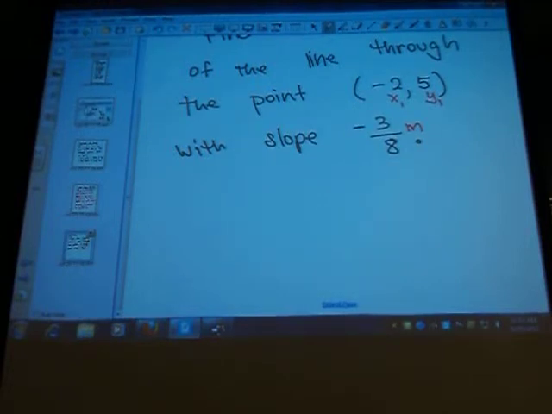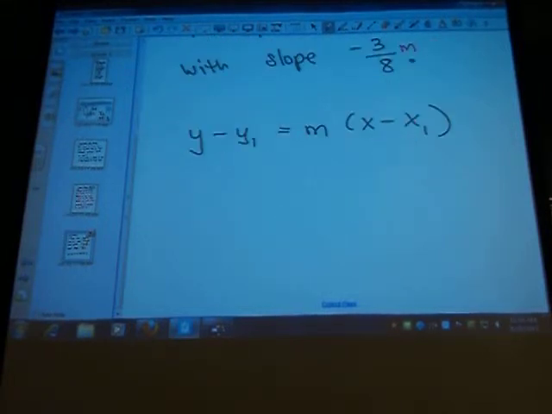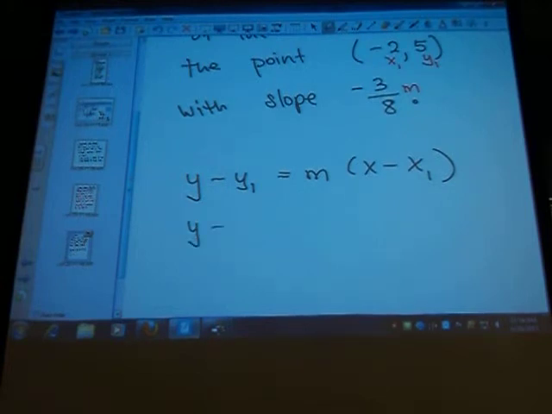Okay, so my equation that I want to plug into is y minus y1 equals m times x minus x1. Then I want to plug in everything I know. So I know y1 is 5. I plug in y1 is 5, because I have y minus 5 on the left. Equals, my m is negative 3 over 8. And then I do times x minus x1. And x1 is negative, so I have x minus negative 2.